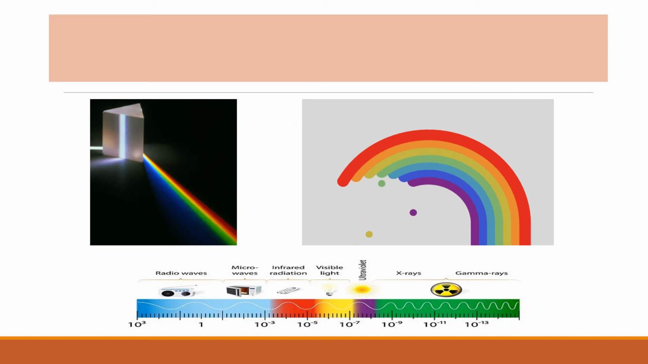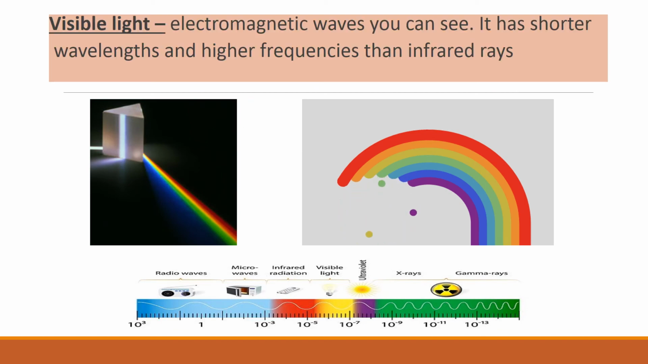The next electromagnetic wave is called visible light. They make up only a small part of the electromagnetic spectrum. Visible light waves have shorter wavelengths and higher frequencies than infrared rays. Visible light that appears white is actually a mixture of many colors. Recall that light waves bend or refract when they enter a new medium. So, when white light passes through raindrops, a rainbow can result, as shown in this picture.